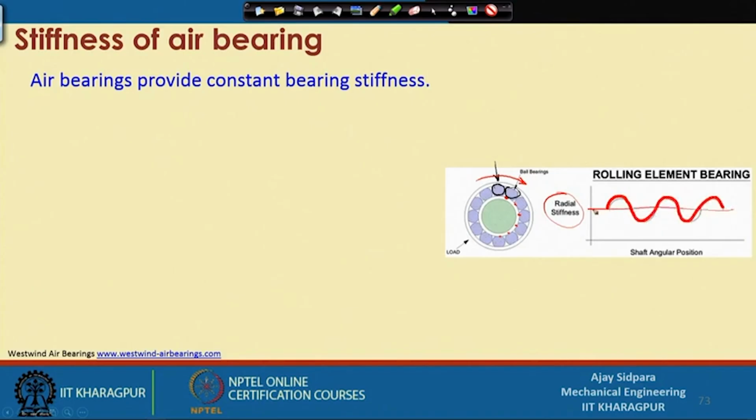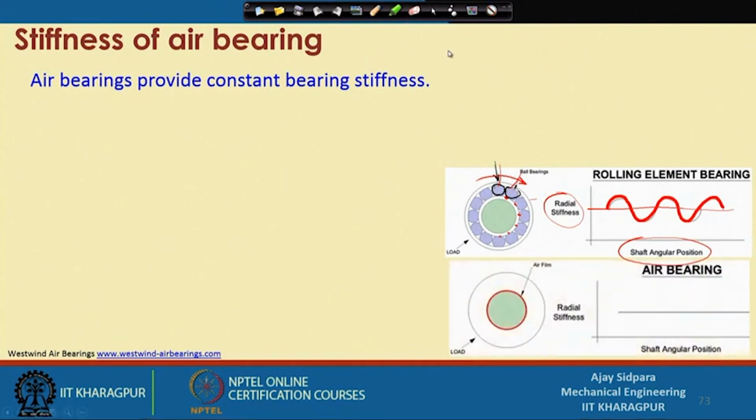This is the variation in the stiffness, and what is our objective? We should get a uniform stiffness along the angular position, whatever be the angular position, let it be 5 degree, 10 degree or up to 360 degree, one full rotation, there should not be any variation in the radial stiffness, but that is not the case in ball bearing. In the air bearing, what is the advantage? We are getting a uniform film of air all around the shaft, and because of that we are getting a uniform radial thickness against the shaft angular position.